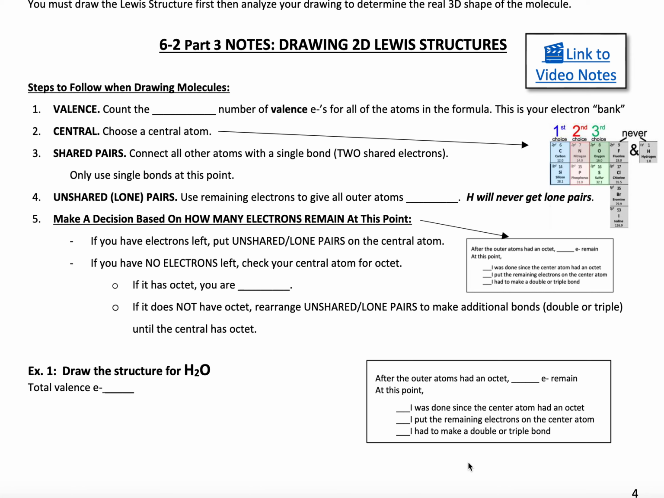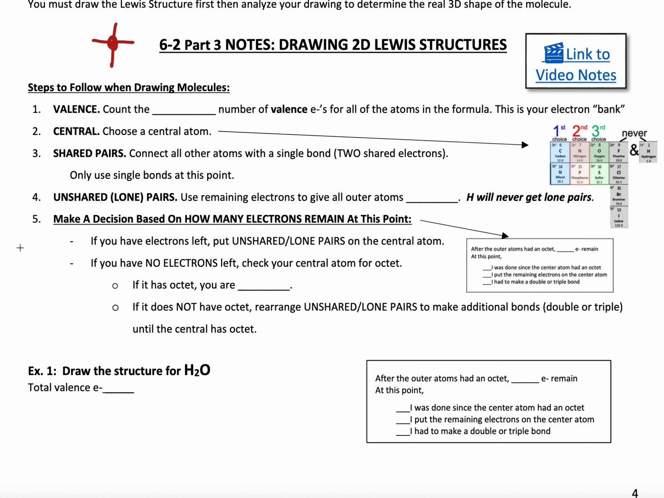All right, so what we're going to do now is learn how to draw these two-dimensional Lewis structures. Now, by two-dimensional, we mean up and down and left and right with a center atom. We are not going to be looking at three dimensions, which means coming out at you and going back into the screen or into the paper. We're only looking at up and down and left and right. Then we're going to use these two-dimensional structures to figure out what the 3D actual molecule looks like.